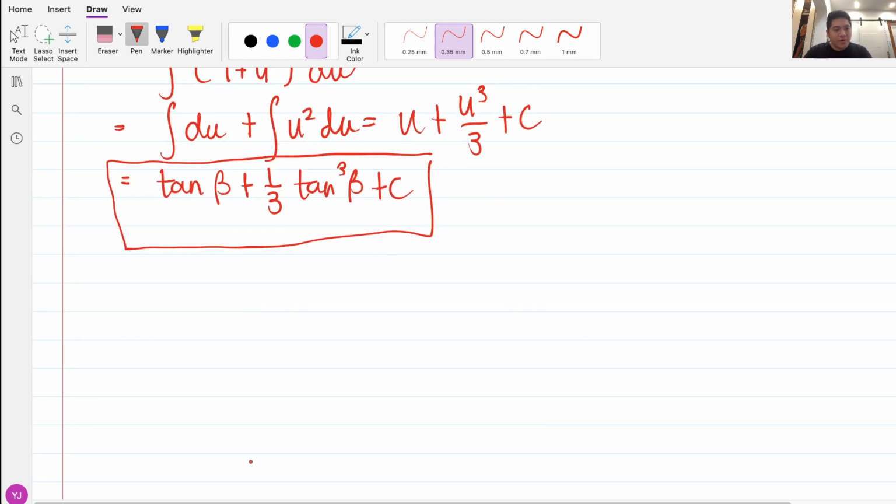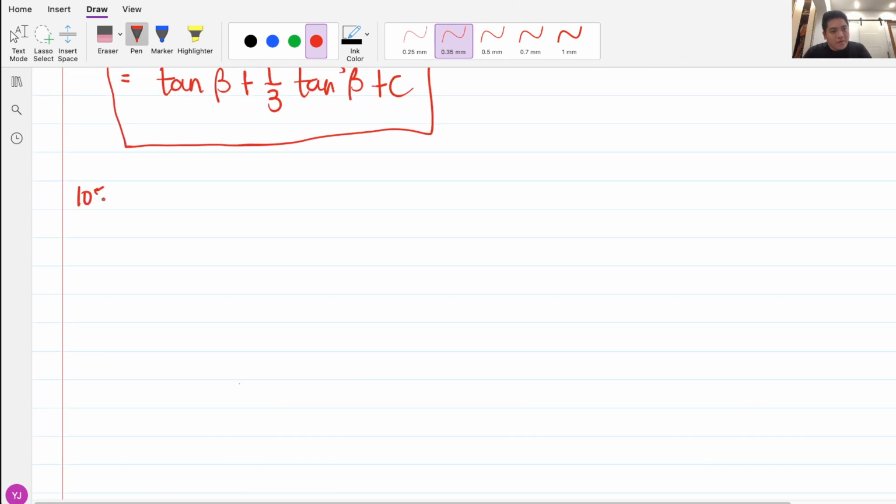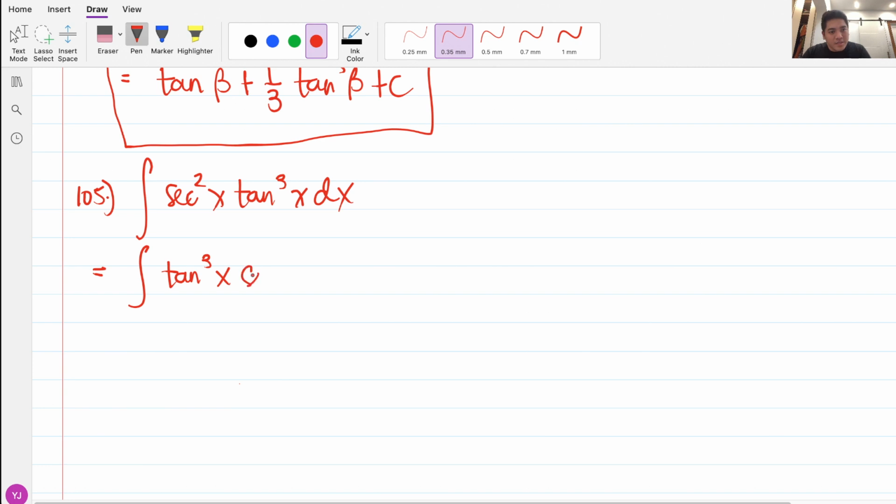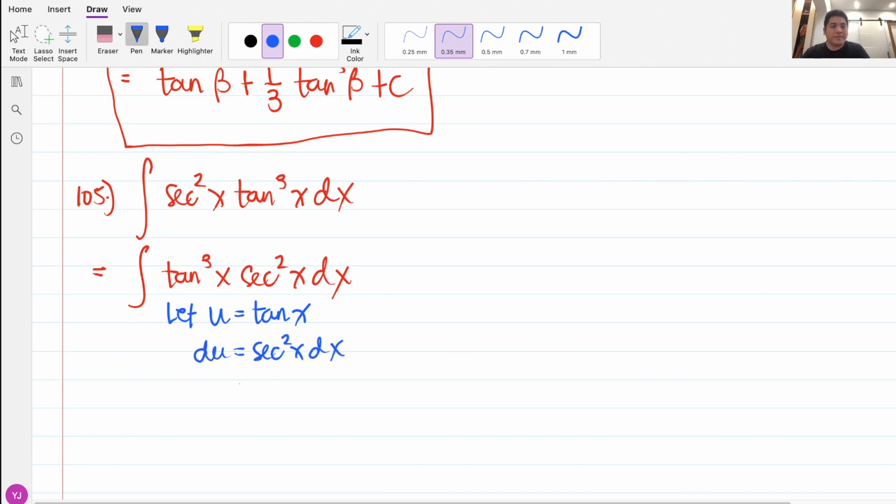So for number 105, we're going to write another problem. That would be secant squared x times tangent cubed x dx. Again, what we're going to do here is very straightforward, because if we try to switch, we have tangent cubed x, then secant squared x. This tells us that we can let u as tangent of x, because the derivative of tangent again is secant squared x dx.